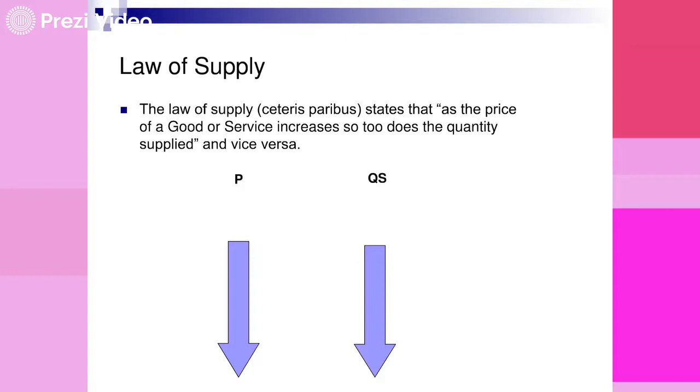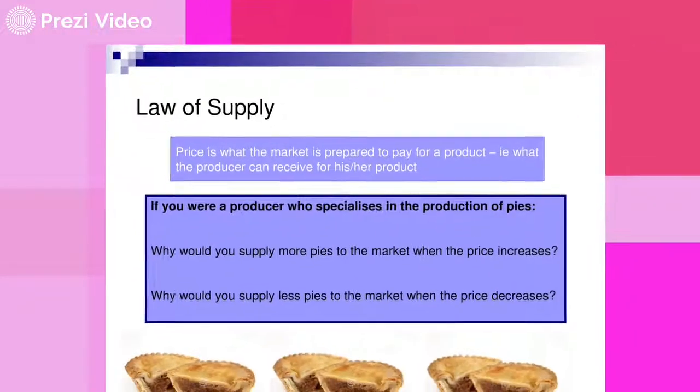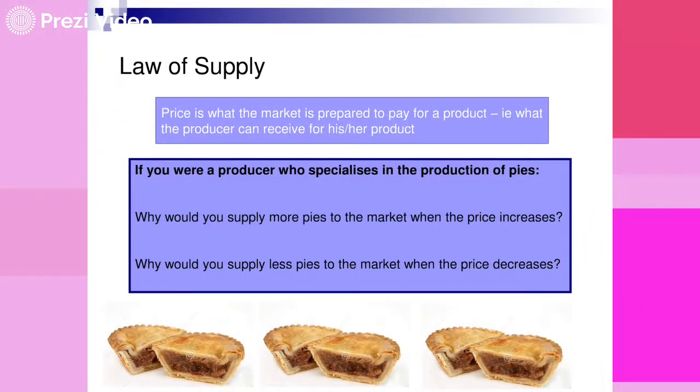So then, as we know, once we take that data and draw it into a graph, this shows us the law of supply. And the law of supply states that as the price of a good or service increases or decreases, so does the quantity supplied. So in this example, the price has gone down, so the quantity supplied is also going to go down. And it would also be the opposite way around. If the price increased, so would the quantity supplied.